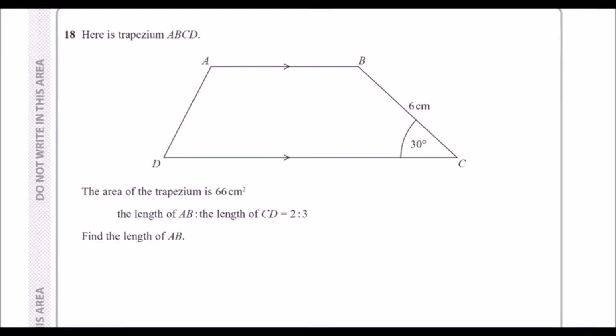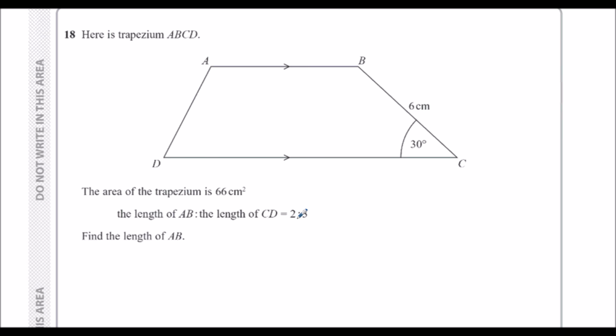Question 18. Here is a trapezium, ABCD. The area of the trapezium is 66 centimeters squared. We are told the length of AB to the length of CD is 2 to 3.